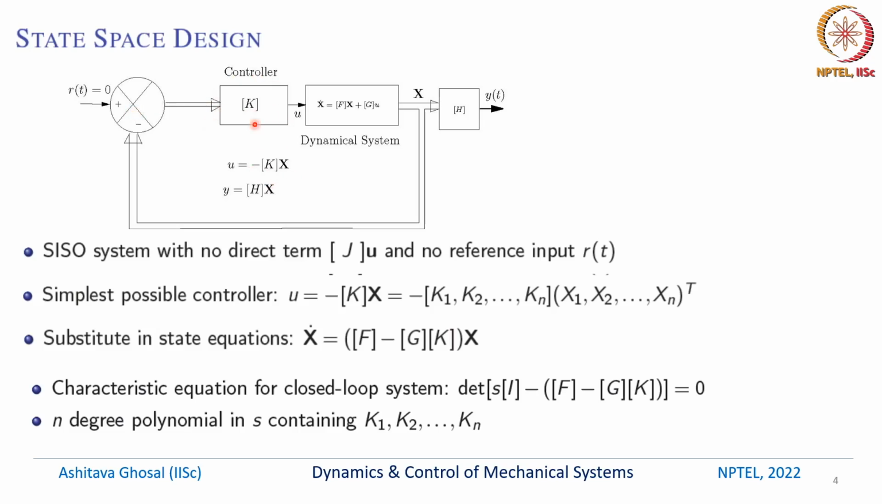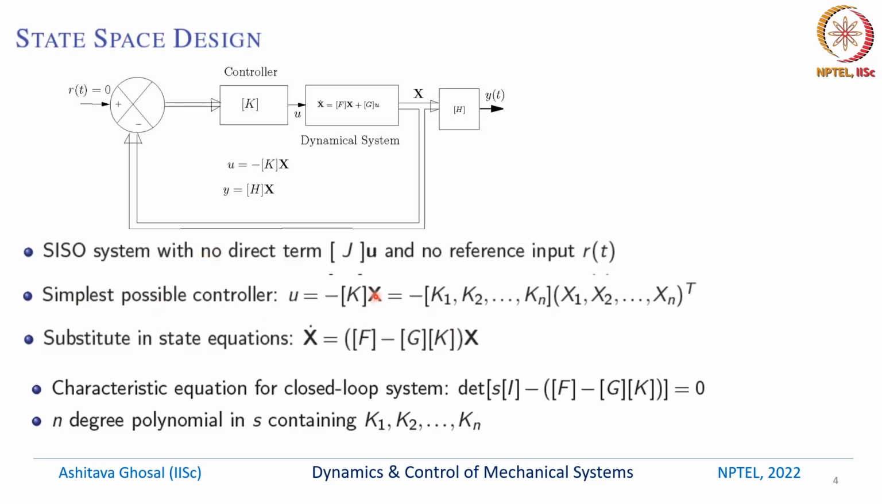So the input to the controller is typically the error, which is r of t minus y of t. However, in the state space formulation, for the moment, we will assume that this r of t is 0. We also do not have the direct term j into u. So you can see y is just h into x. There was a y equals h into x plus j into u. So we are not going to consider the direct term. And as I said, there is no reference input to start with. Later on, we will introduce the reference input in the state space design.